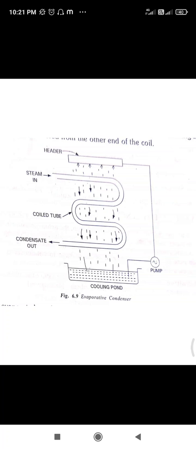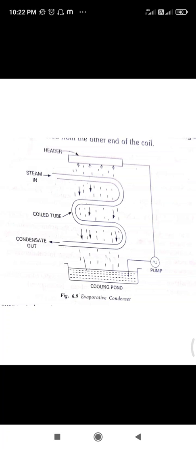In this class, till now we have discussed the types of surface condensers: the shell and tube condenser, the downflow surface condenser, the central flow condenser, the inverted surface condenser, the evaporative condenser, and the last, the regenerative type condenser.